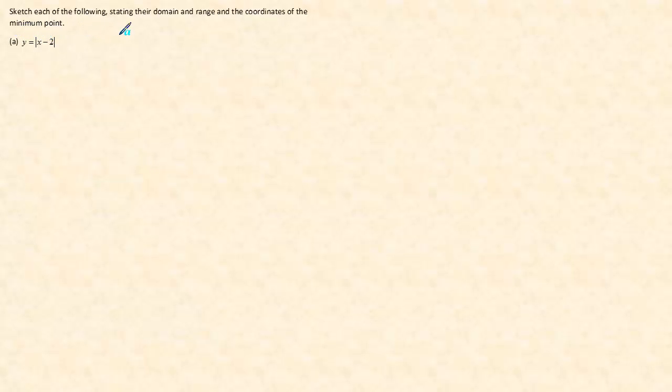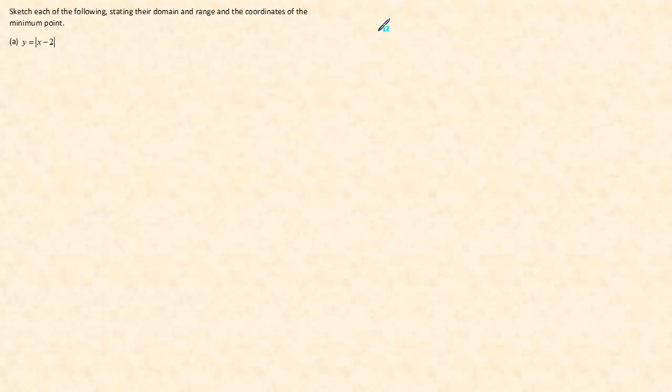Sketch each of the following, stating their domain and range and the coordinates of the minimum point. Now we could certainly do this using our graph transformations. If we know what mod x looks like, then mod x minus 2 is just going to be a horizontal translation 2 units to the right. But let's just think this one through a little more than that.